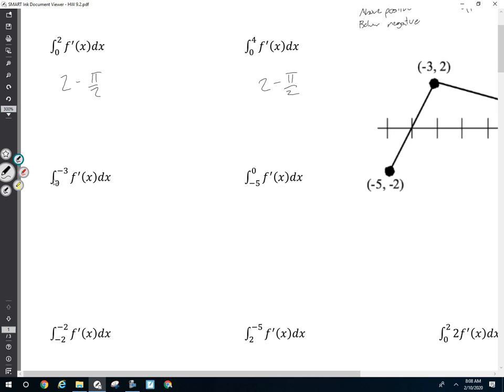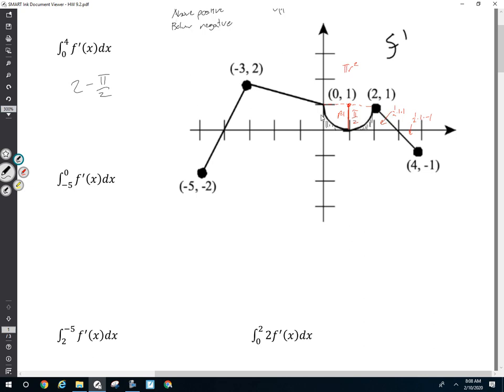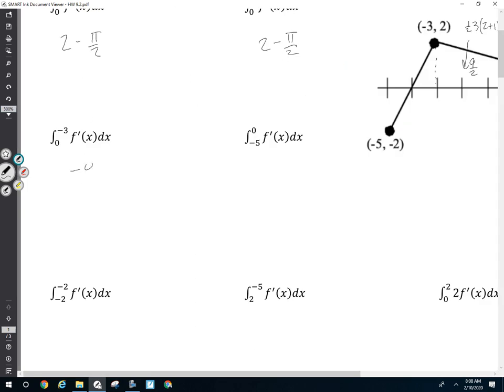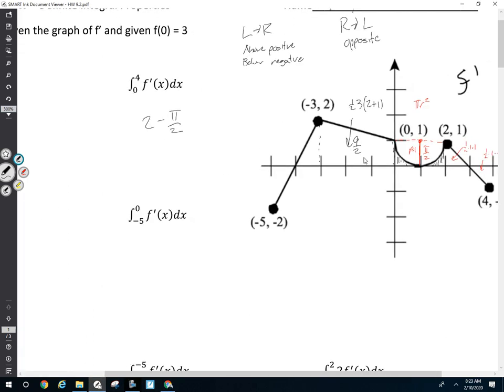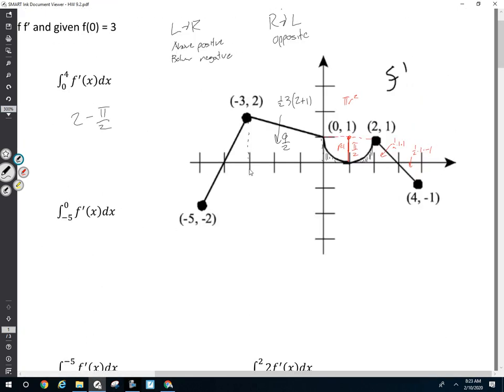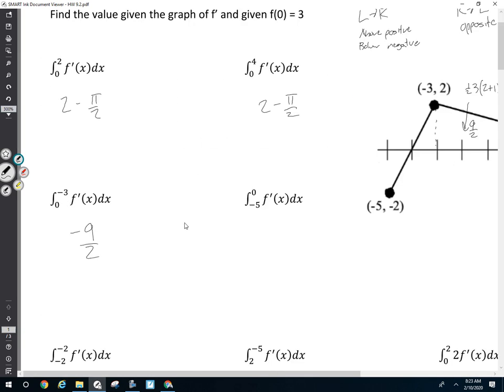Now we start going from right to left. 0 to -3. So from 0 to -3, that's going to be the opposite of the area from -3 to 0. Now this is a good chance to use our trapezoid formula. 1/2 our base length, 1, 2, 3. And then our heights of 2 and 1. So this would be 3 times 3/2, which is 9/2. So this would be the opposite of that. That'd be negative 9/2. All right, so from 0 to -3, opposite of -3 to 0, it's negative 9/2.